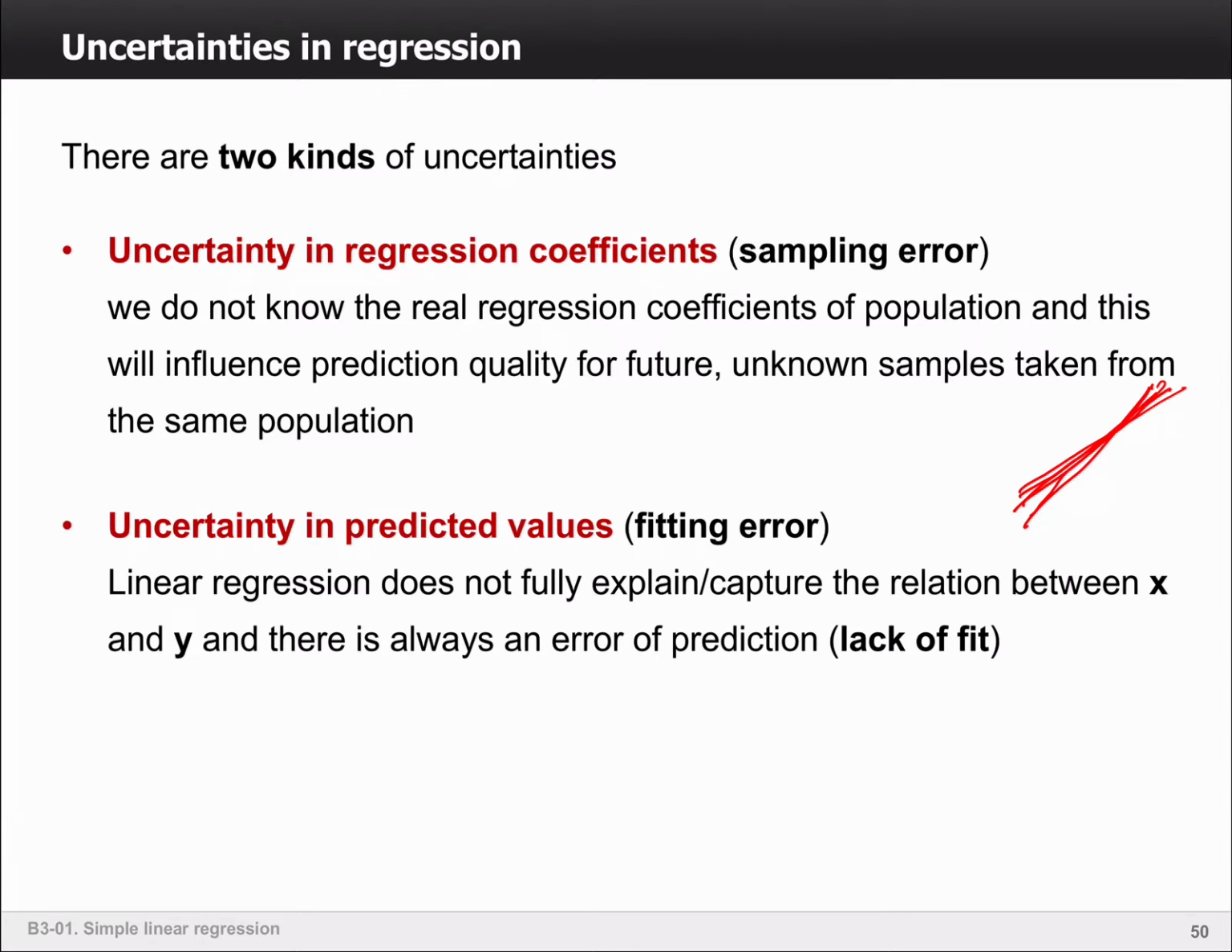Okay. And then finally, the second source is fitting error. It's exactly what we discussed in the previous video. It's a standard error of prediction. And the total uncertainty, it's a sum of these two.